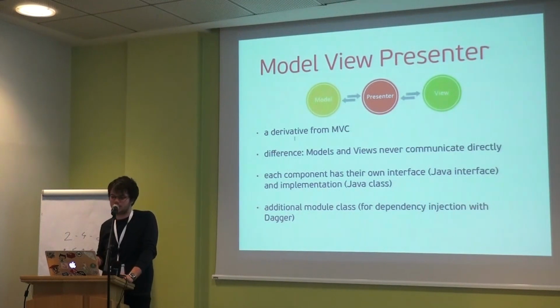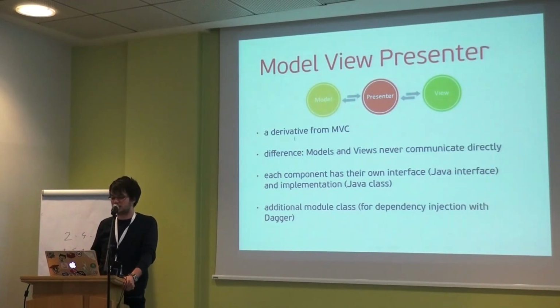MVP is basically a derivative of MVC, which is really famous in web development. The main difference is that model and view never communicate directly. Each of these components has its own interface and implementation, and we always use some additional model classes for dependency injection, and here we use Dagger, which is a really great tool.